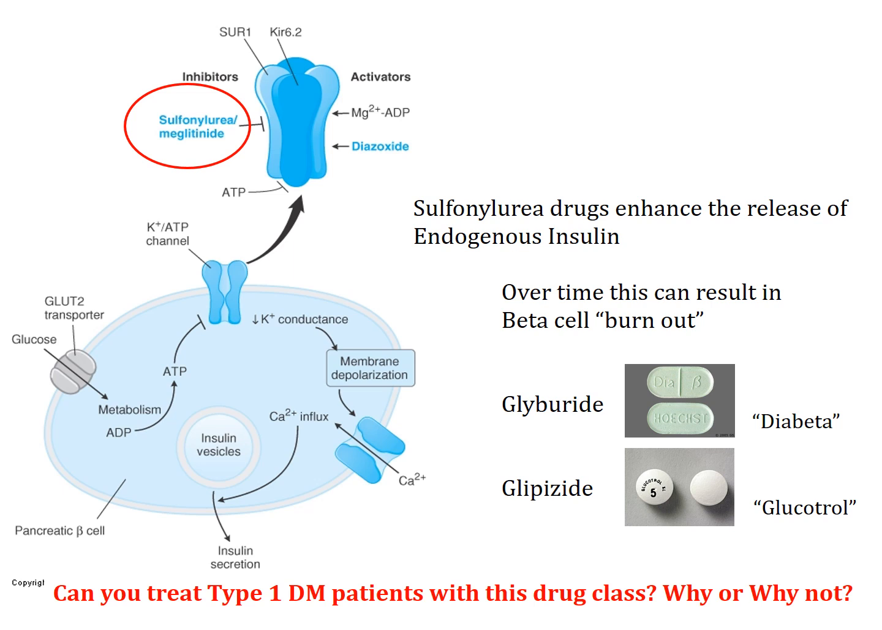So glyburide and glipizide work by this mechanism of action. I think we mentioned this already in this narration, but let's do it again. Can you treat a type 1 diabetic patient with this drug class? Why or why not? You should be able to answer that, right? Okay.